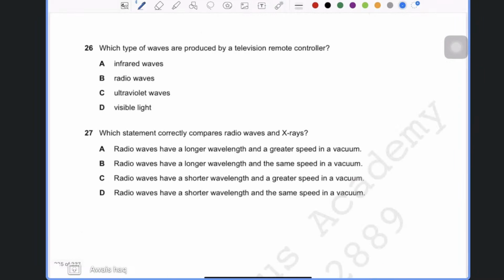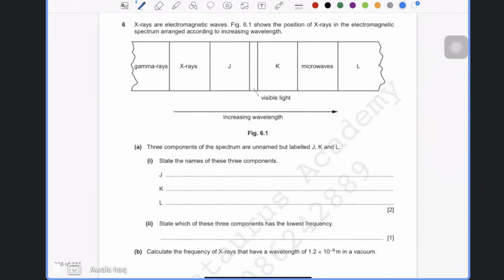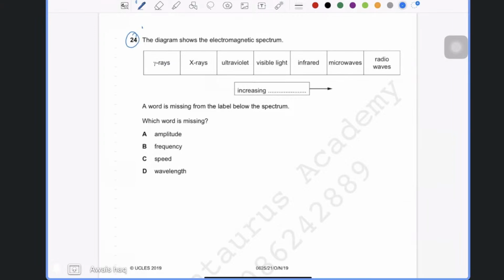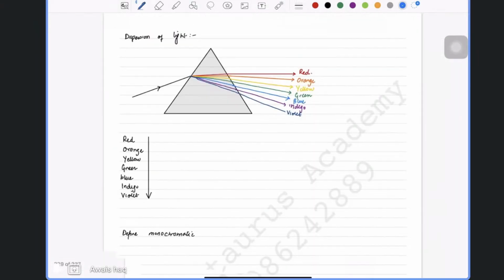This is so easy. Which type of waves are produced by television remote controller? Infrared. Very good. Which statement? No. It has to be A only. Remote controller has infrared only. So homework. And this one is homework as well, because this is very simple. And homework as well. Same, they don't have many questions about it, so you guys can chill out. Same goes here. Homework. Very easy question.